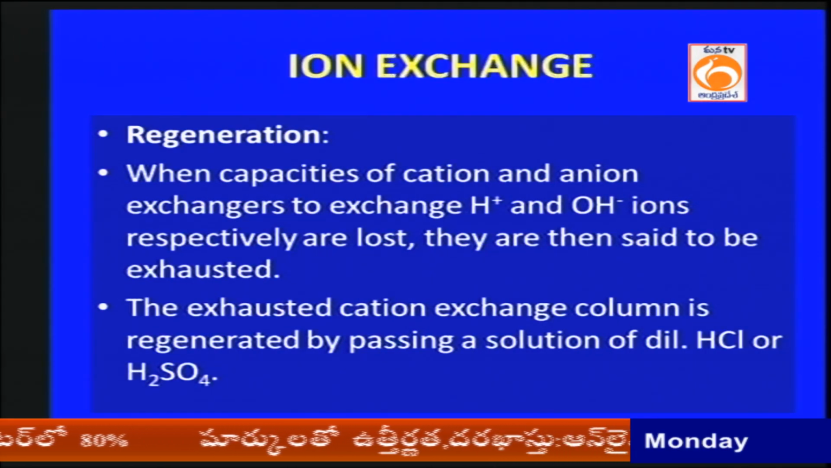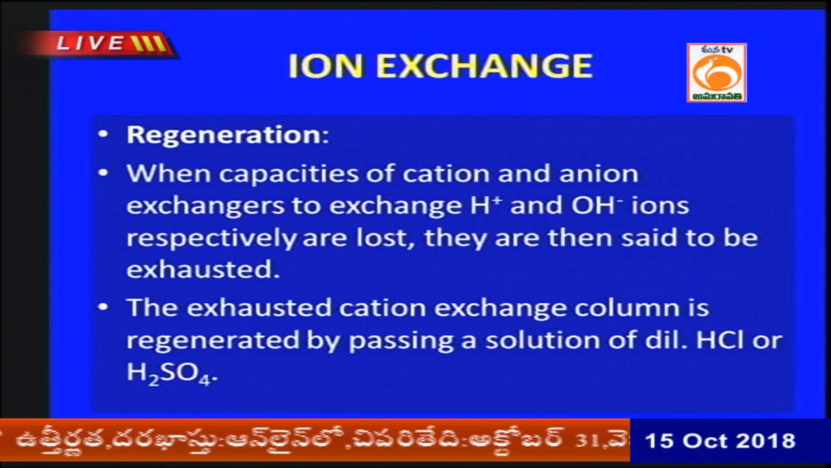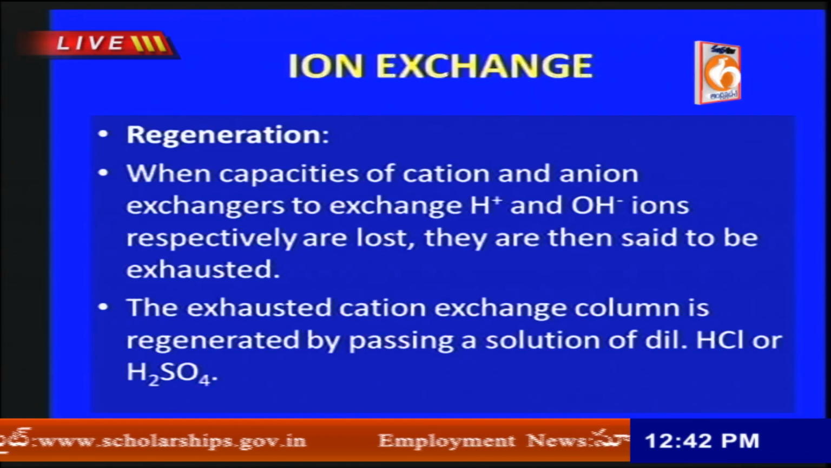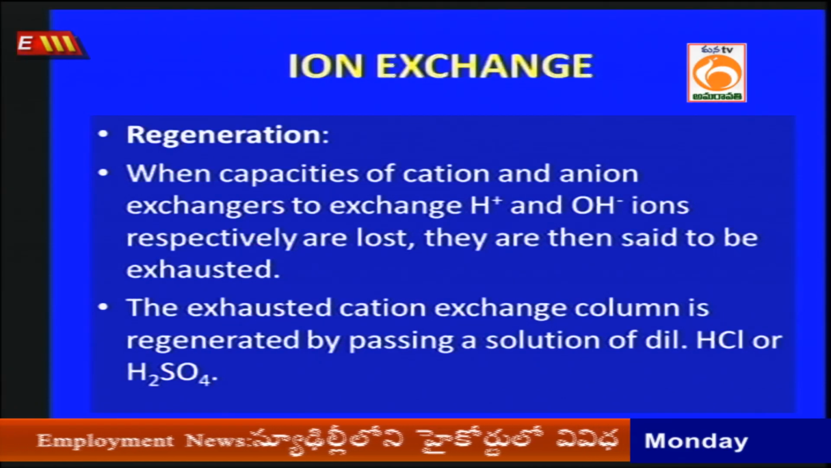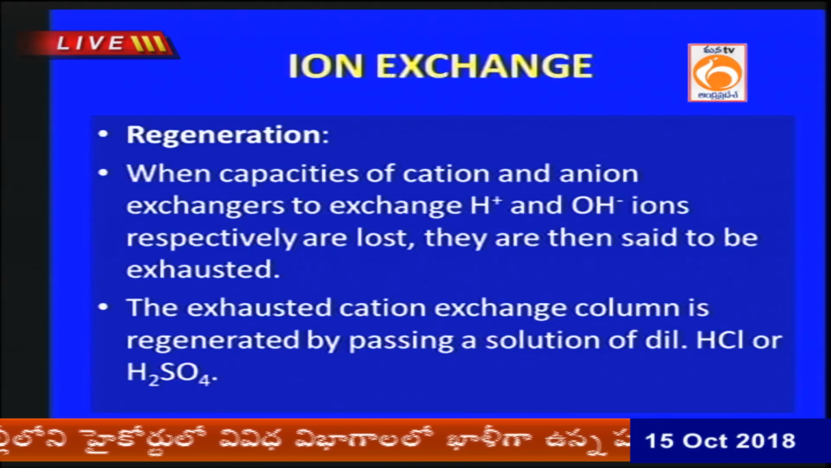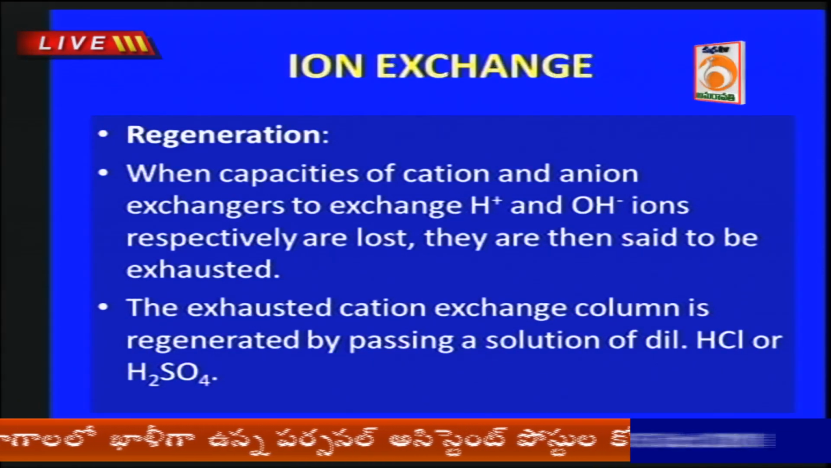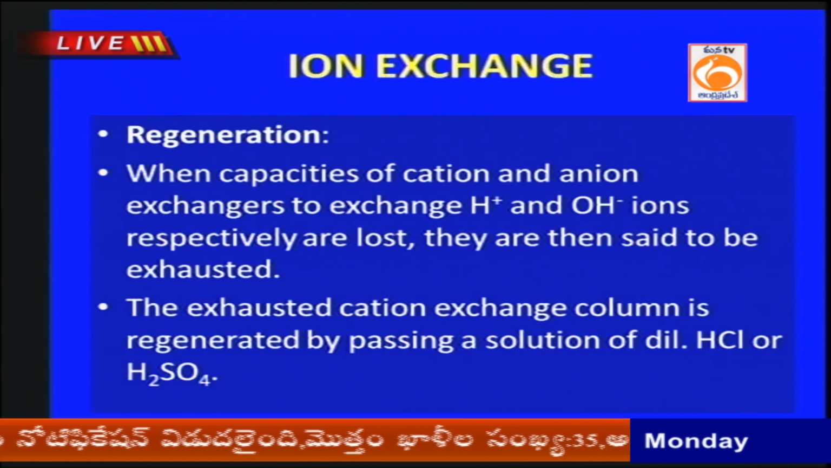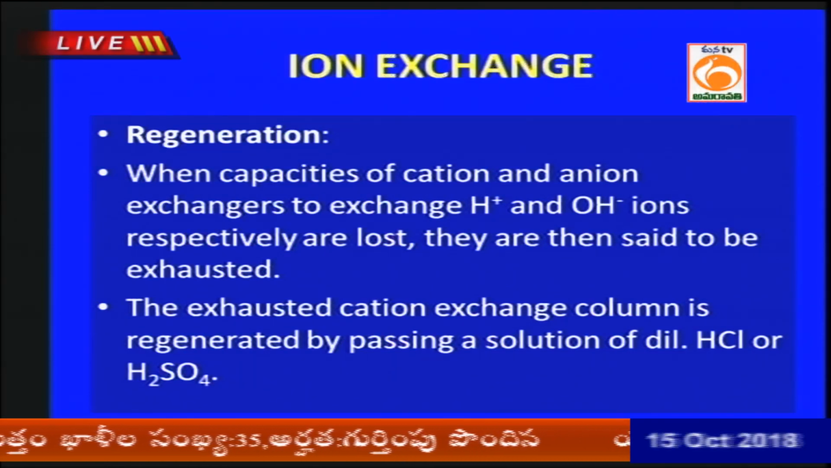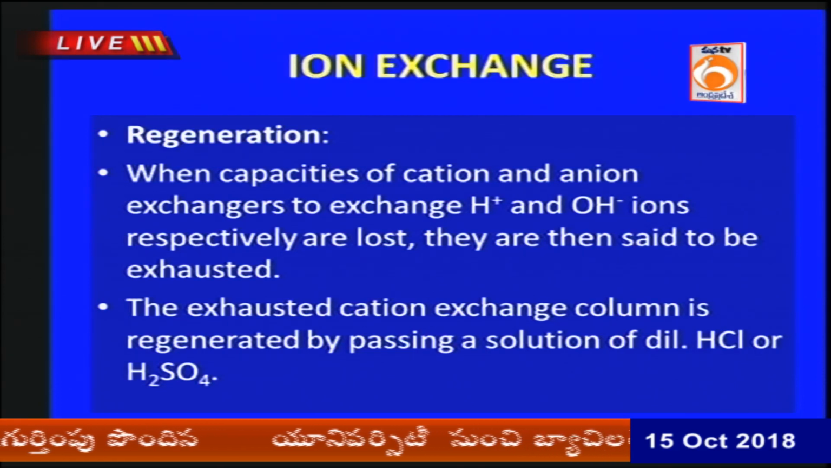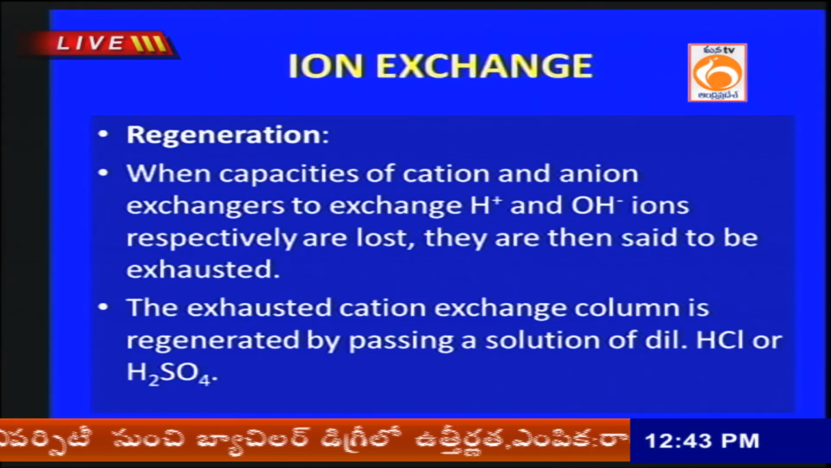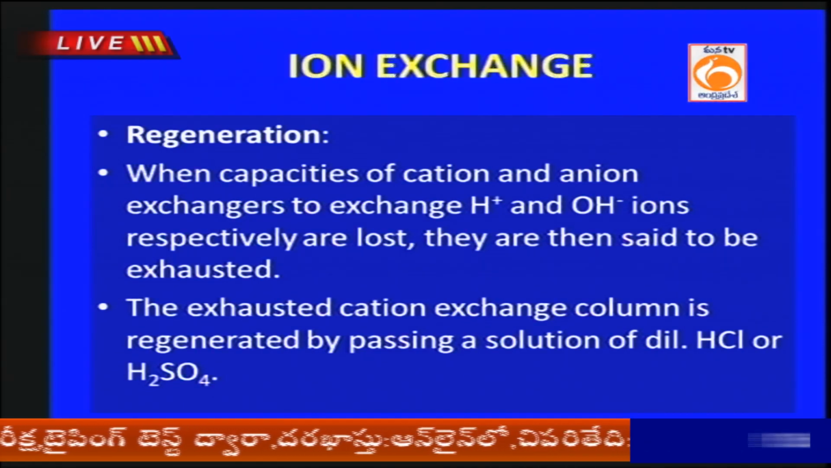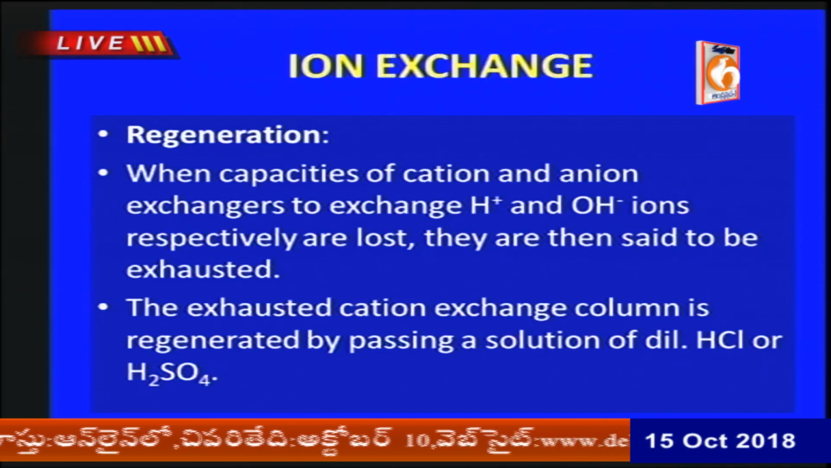How do we regenerate the exhausted resin? Just by pouring concentrated HCl on the cation resin, it exchanges the cations. When we pour concentrated HCl on the cation bed, H plus ions are taken by the resin and all the hardness causing ions come out. In that way we can regenerate the cation exchange resin, and in a similar way the anion exchange resin can also be regenerated by using concentrated sodium hydroxide. Depending on three properties, these ions will exchange.